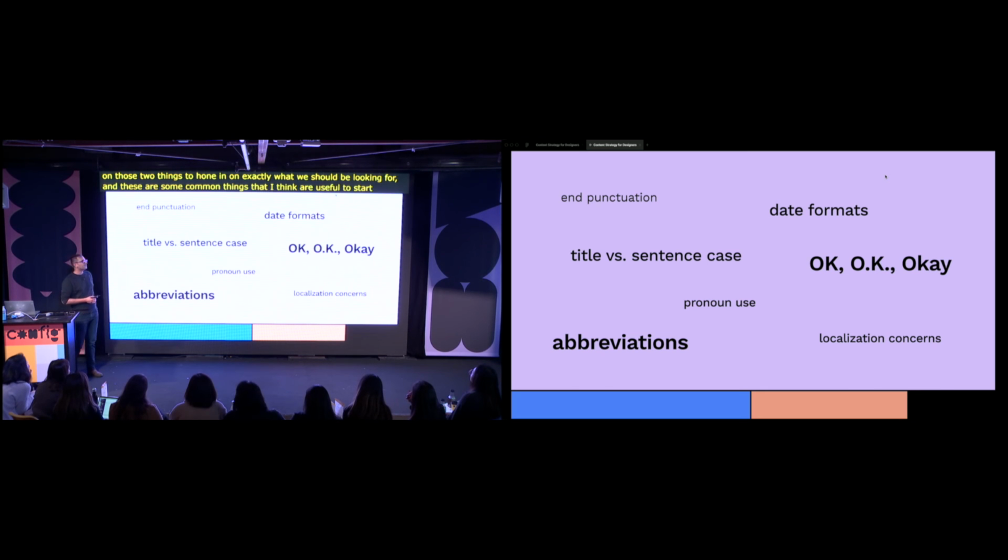These are some common things that I think are useful to start bringing into your design systems. End punctuation: when do you use it? I see it in products all the time, and it's just kind of random. UI language, localization, date formats, title and sentence case, whether we're using pronouns, abbreviations. Whether or not you include all this stuff in your design systems is up to you, but these are the things I find are overlooked. Because of that, a designer working on a component makes a call in the moment, and it happens differently every time.